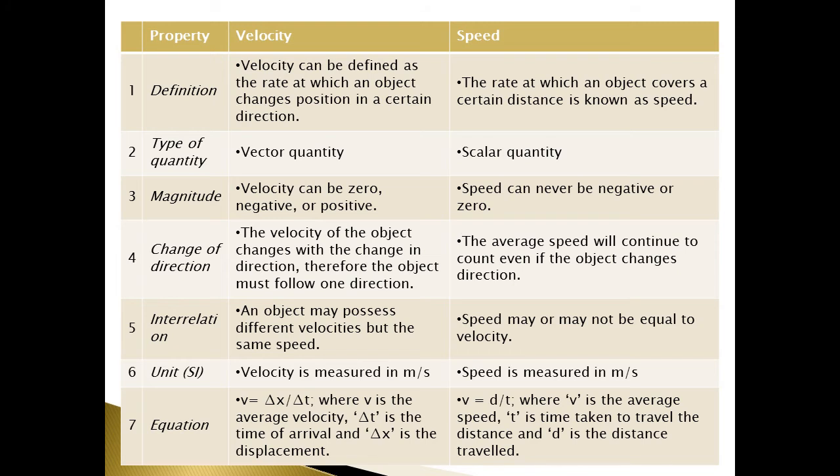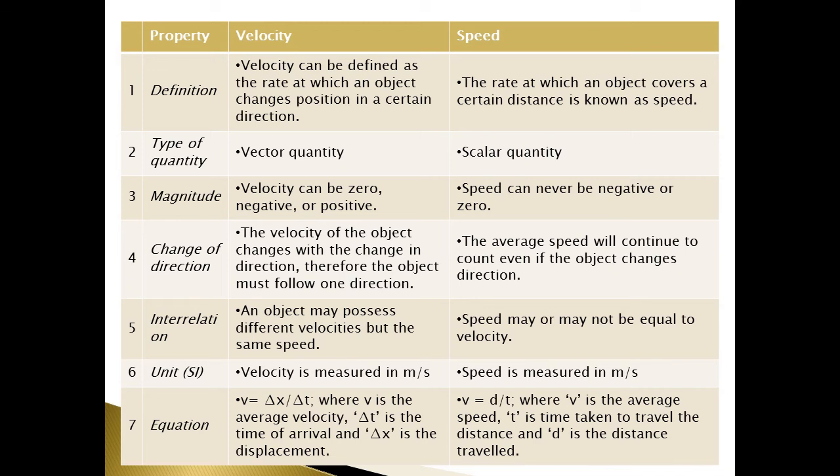The velocity of the object changes with the change in direction, therefore the object must follow one direction, while speed, for average speed, will continue the count even if the object changes direction. An object may possess different velocities but the same speed because of changing direction. So speed may or may not be equal to velocity. Velocity is measured in meter per second. Similarly, speed is also measured in meter per second.